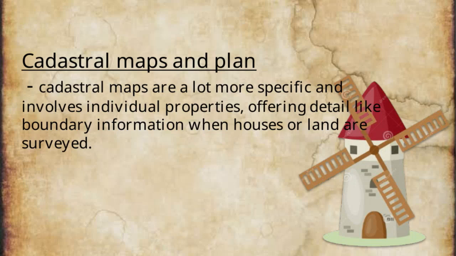Let's take a closer look at cadastral maps and plans. These maps are much more detailed than general maps because they focus specifically on individual properties. They provide precise information about boundaries, which is crucial when surveying houses or land. This level of detail helps in accurately defining property lines and resolving disputes. By understanding cadastral maps, we gain a clearer picture of land ownership and the spatial relationships between different properties. This is an essential part of land management and planning, tying into the overall theme of how we organize and utilize our land resources.